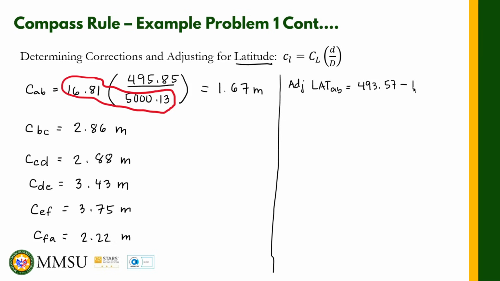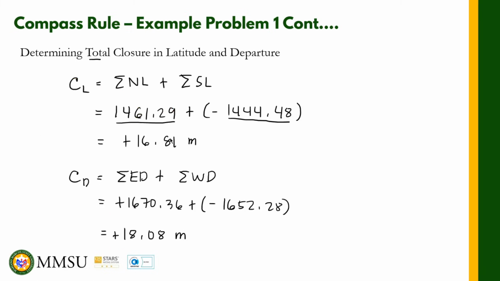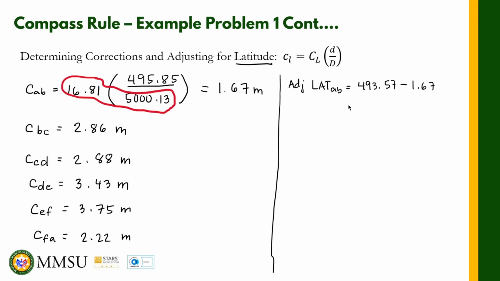minus natin yung 1.67. Ito, plus or minus, depende. Mag-analyze ka dito kung ano ang gagawin mo sa north latitude or south latitude para maging 0 yung gap nila. In this case, gusto mong babaan ito, gusto mong itaasan ito. That's why we need to subtract from the north latitude and add doon sa south latitude. Yun yung behind yung ginawa natin dito na minus. Okay? So, ang sagot natin dito is positive 491.90 meters.